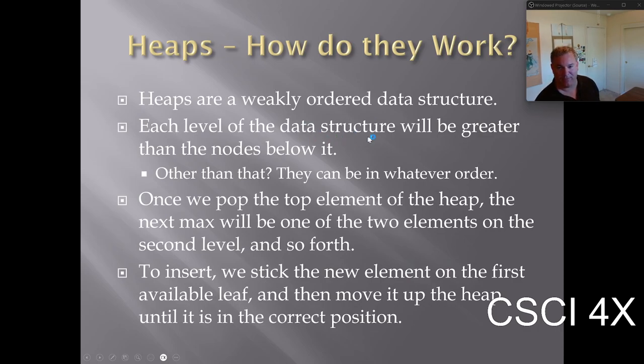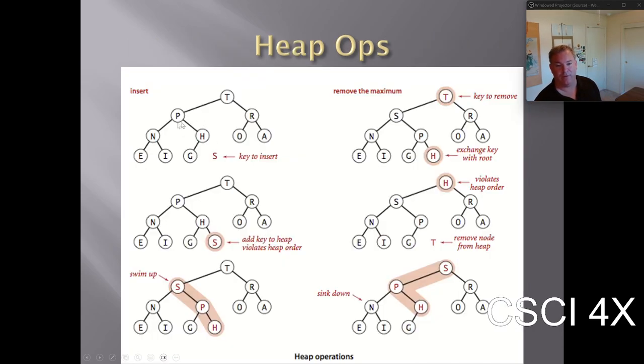Okay. So, yeah, every level of the data structure is greater than the nodes below. That's the heap invariant, okay? But the kids below you could be in any order. So you don't know if the left kid or the right kid is bigger, right?